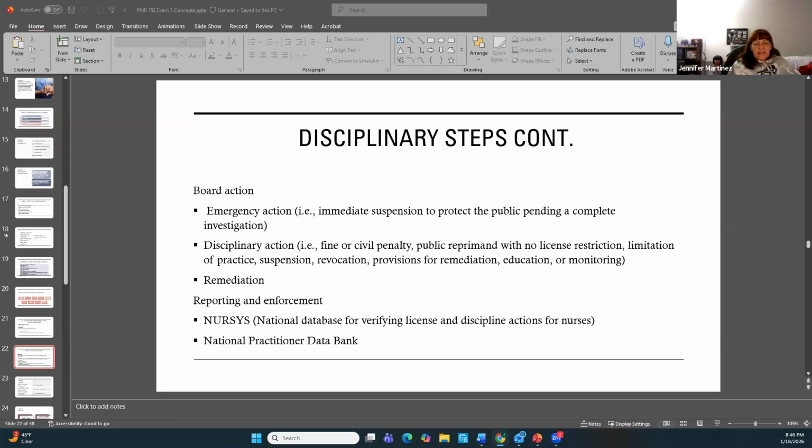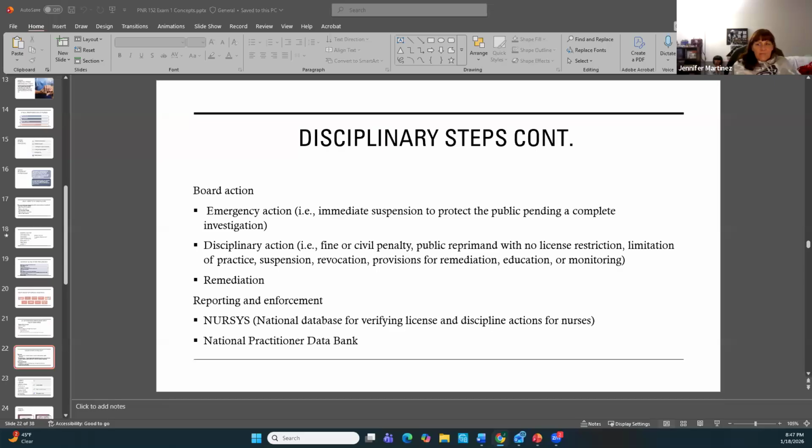Some of the board actions: they can do emergency action, so they can do an immediate suspension to protect the public pending a complete investigation. They can do disciplinary action, and this can be a variety of things. It could be a fine or a civil penalty. It can be a reprimand. It could be a limitation of practice, suspension, revocation, remediation, education, monitoring. So there's a variety of things that can occur.